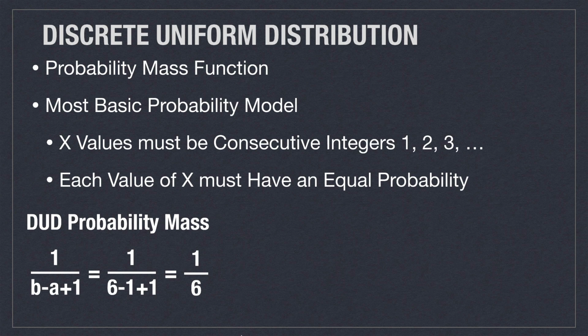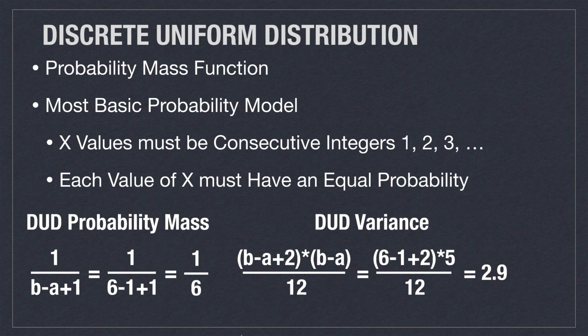And to calculate the probability mass of a die roll, what we're going to do is simply take 1 over b minus a plus 1, where b is the maximum value and a is the lowest value. And for a die roll, that is going to equal 1/6. Now, variance is going to measure how far a set of numbers is spread out. And to calculate that, you're just going to take b minus a plus 2 multiplied by b minus a divided by 12, where again, b is the maximum value and a is the lowest value. And with a die roll, we can see that that works out to 2.9 or 3.